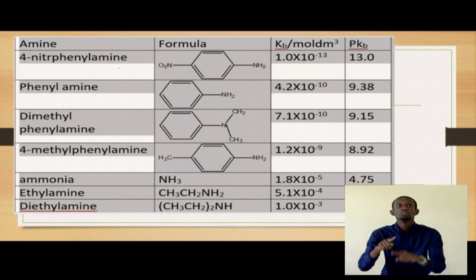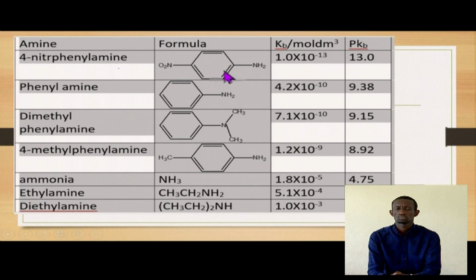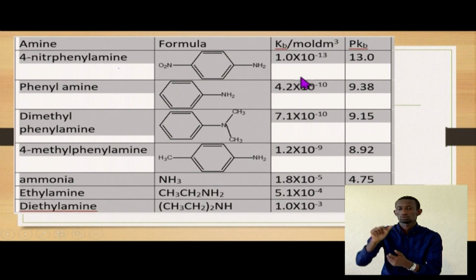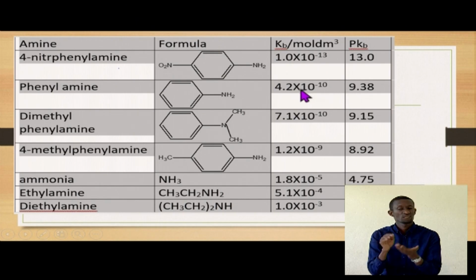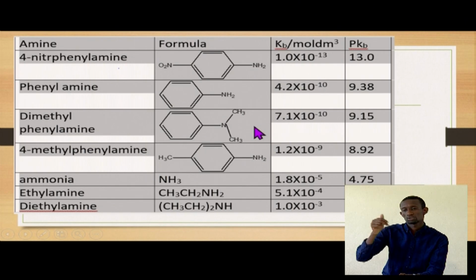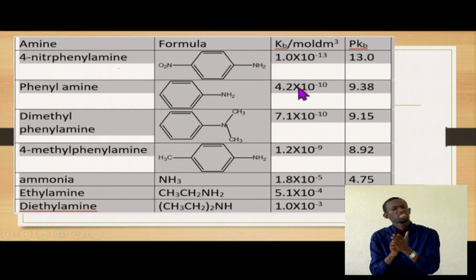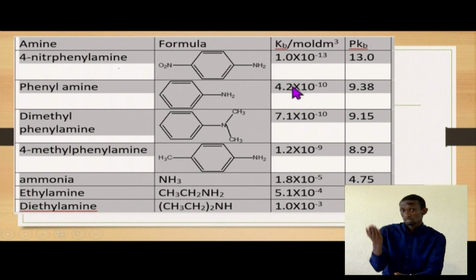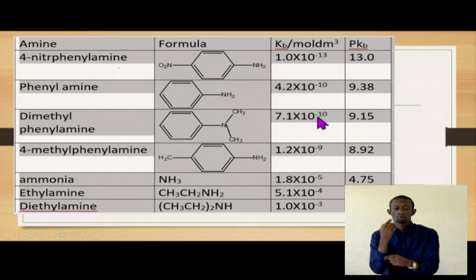For example, look at that. You have nitro, this is 4-nitrophenylamine. This is a much weaker base compared to phenylamine. So why? This is dimethylphenylamine. So this one is weaker. So this one is stronger than this. So you have to compare this. Why is there a difference?